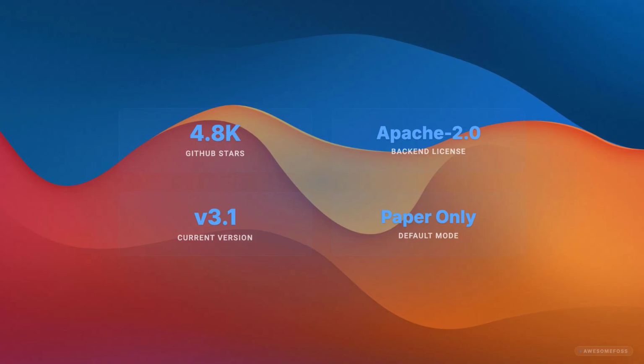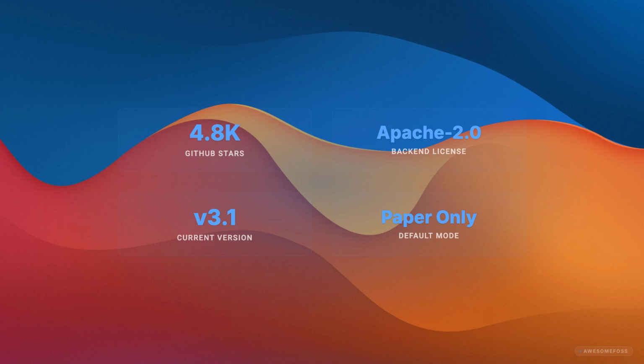The license posture is hybrid in a thoughtful way. The backend is Apache 2.0 open source. The frontend is source available under a separate license that permits personal and non-commercial use for free, and requires a commercial license for paid deployments.